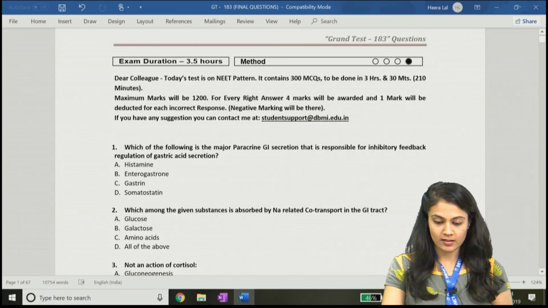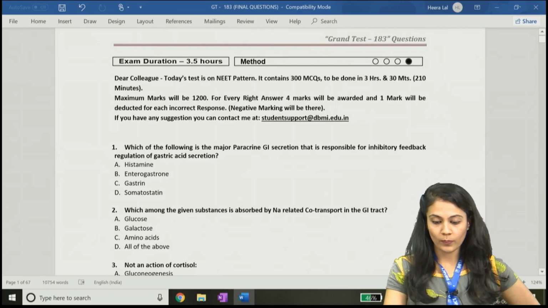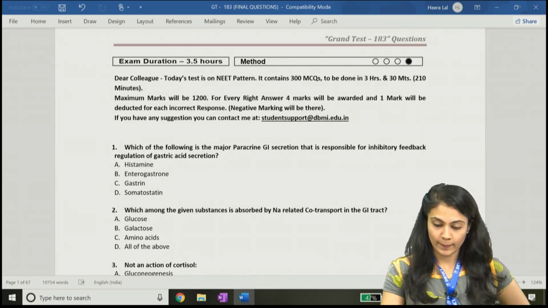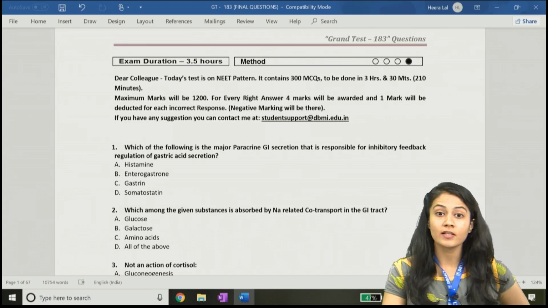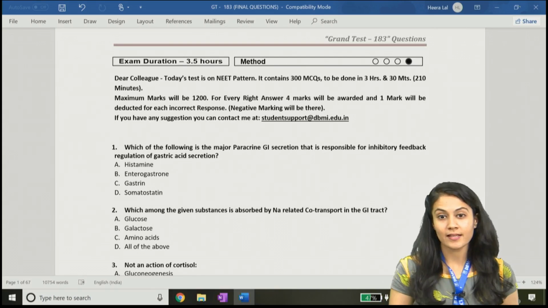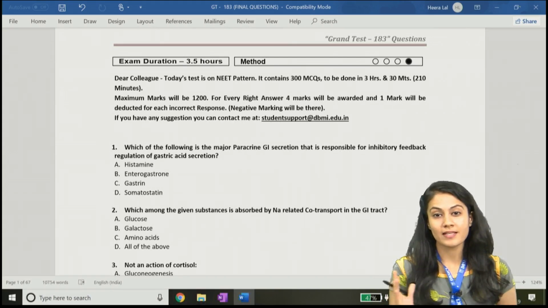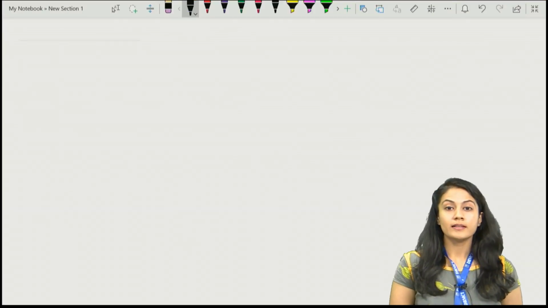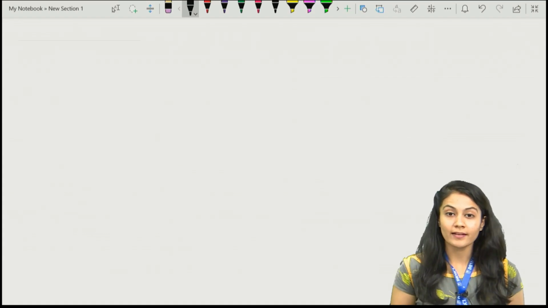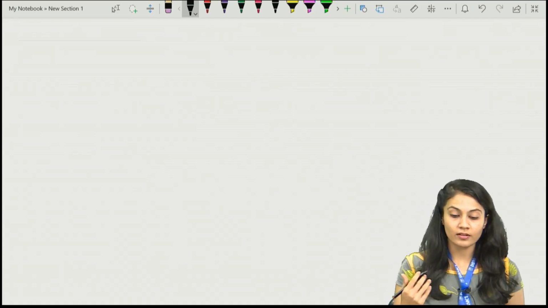The first question asks which of the following is the major paracrine GI secretion that is responsible for inhibitory feedback regulation of gastric acid secretion. So let's see some concepts about the gastric hormones: somatostatin and some of the intestinal hormones.